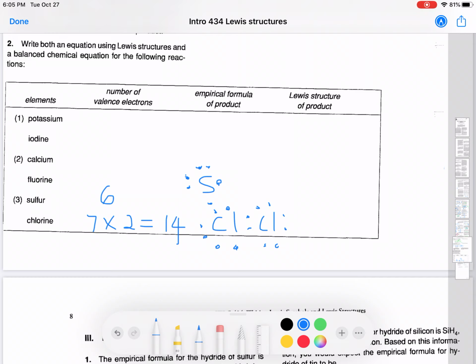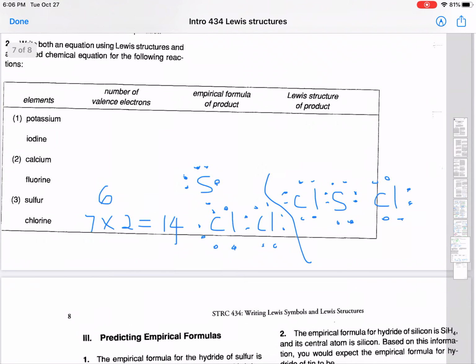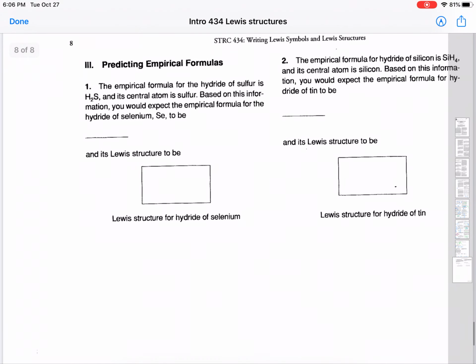And then the Lewis structure would be sulfur in the center, chlorine, chlorine, two lone pairs, the others going to form like this. That is the Lewis structure of the product, SCl2, sulfur chloride, SCl2. Okay.